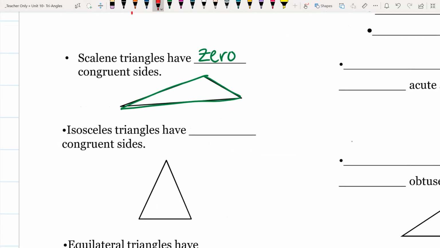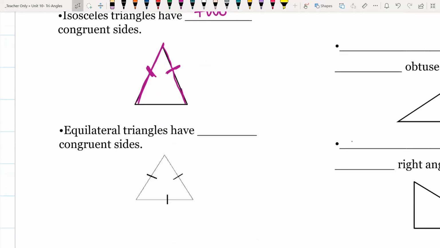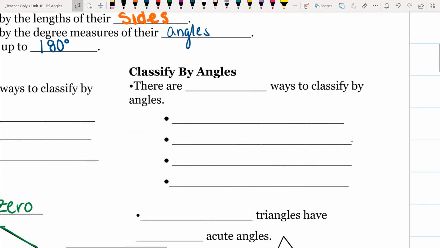Isosceles triangles have two congruent sides. So that means two of their sides are the same length. And that's normally marked with little dashes. And then equilateral is when all three sides are congruent. So as we said, the three little dashes show us that those three sides are all the same. And then let's talk about how you classify them based on their angles.